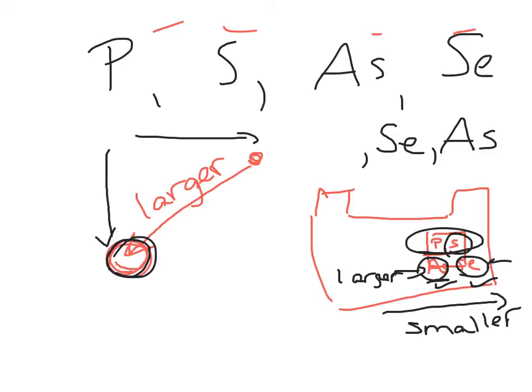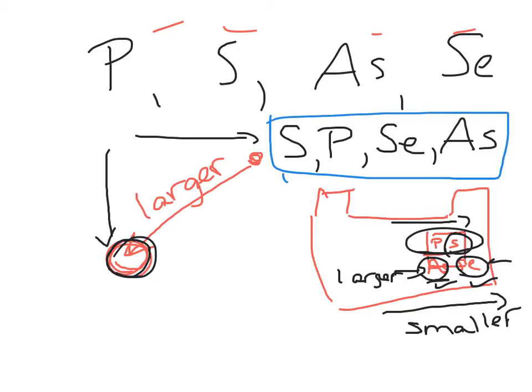Sulfur is going to be smaller. Remember, the atoms get smaller as they go left to right. So sulfur is actually going to be the smallest, and phosphorus is in the middle. So the correct trend, ordering these from smallest to largest: sulfur, phosphorus, selenium, arsenic. Be careful because some of these questions will ask you to arrange them from largest to smallest, and so read the wording very carefully.